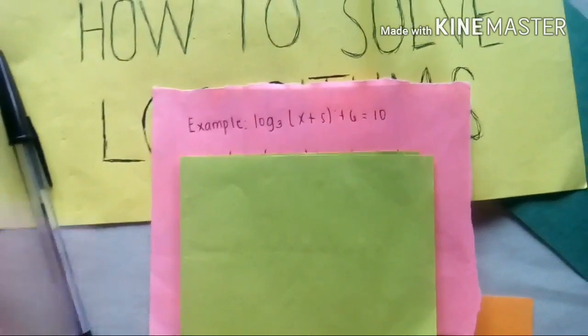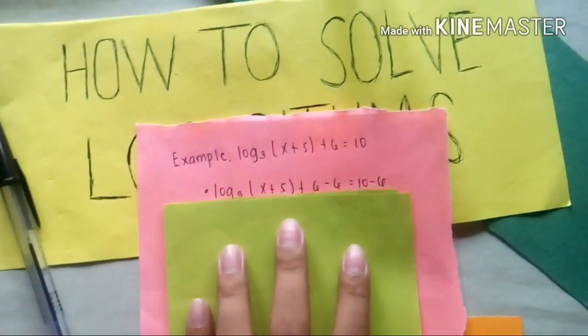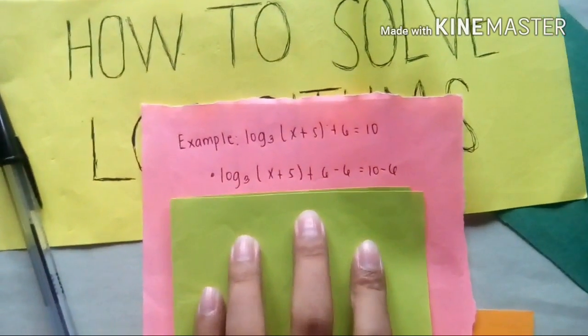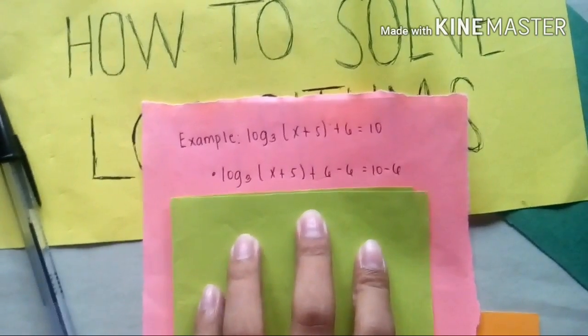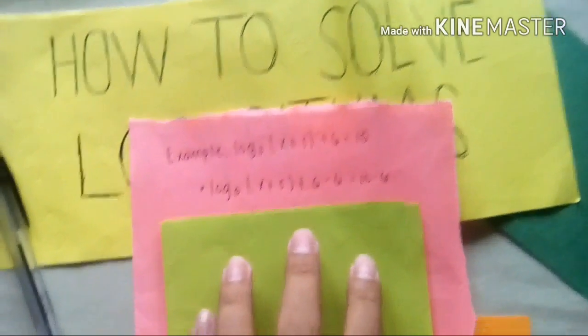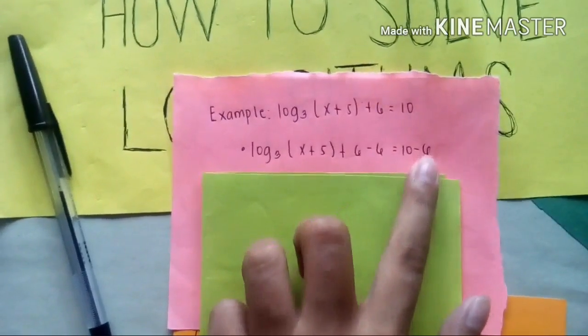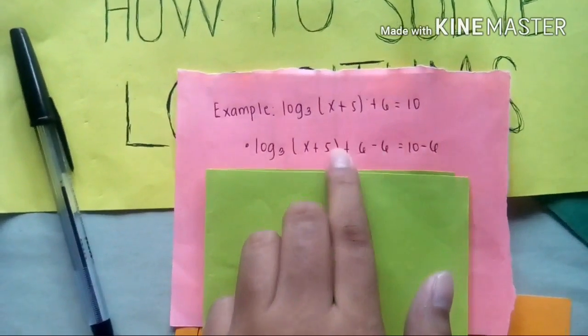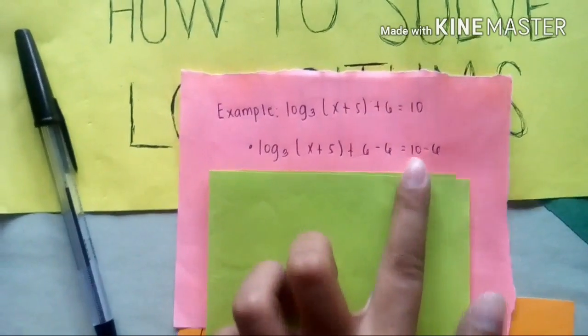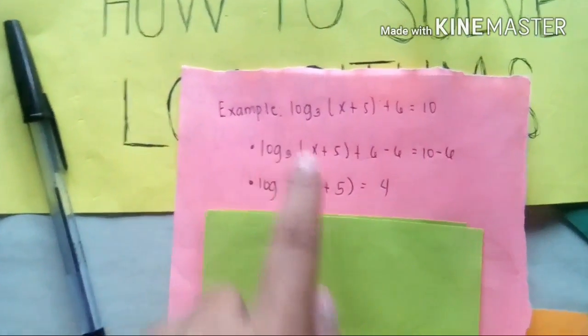Isolate the logarithm. Use inverse operations to move any part of the equation that is not part of the logarithm to the opposite side of the equation. So, cancel this, and on this side, 10 minus 6 is equal to 4, and copy the logarithm.